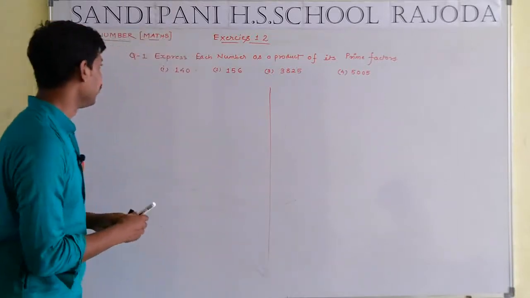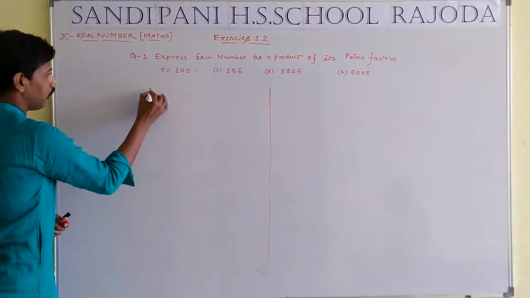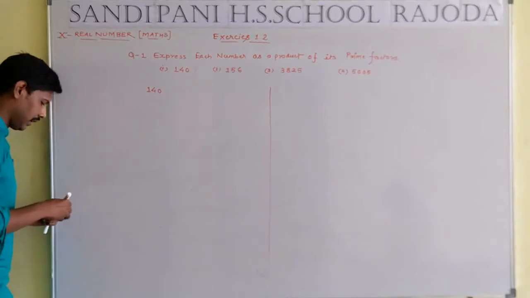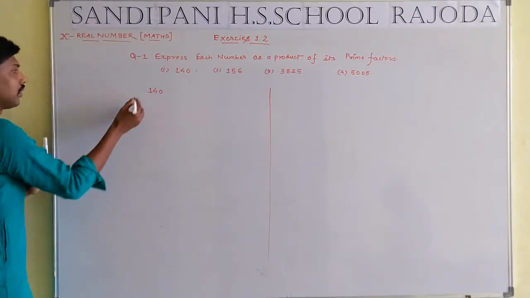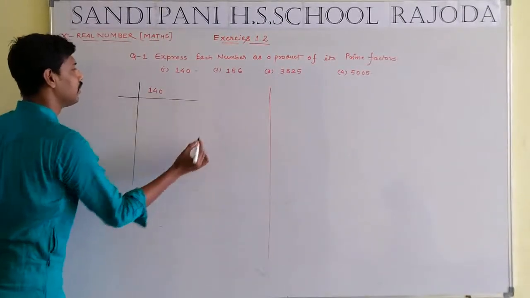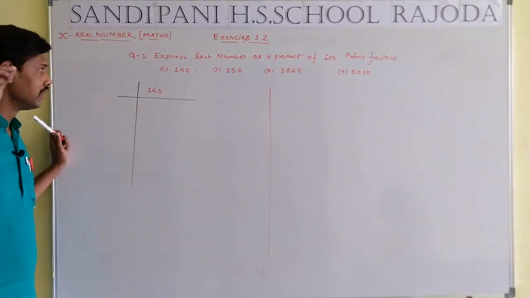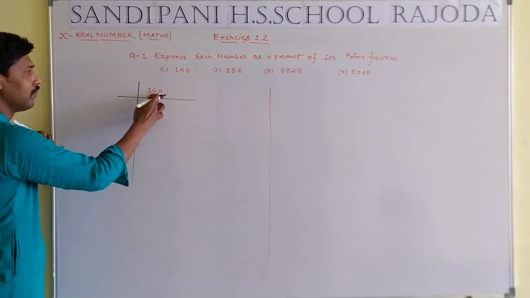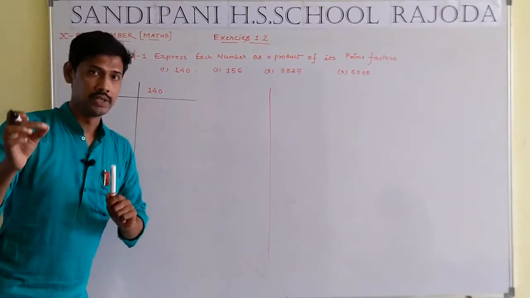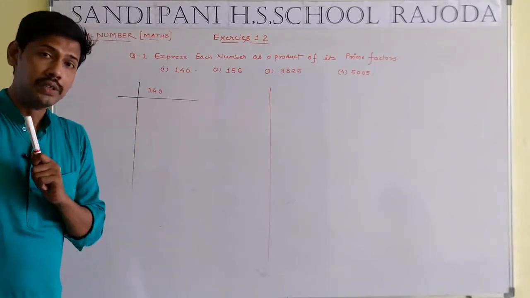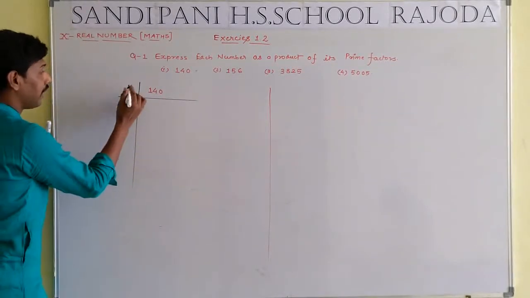Now we get question number one in the form of 140. We take the prime factorization of 140. What is the meaning of prime factorization? That means start with the smallest number. The last digit of 140 is 0. What is the meaning of the 0? That means take it divisible by 2.